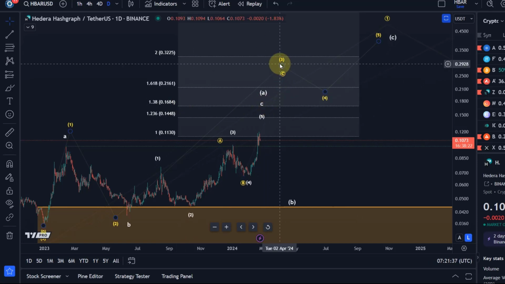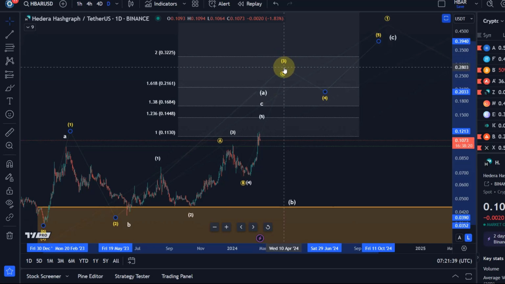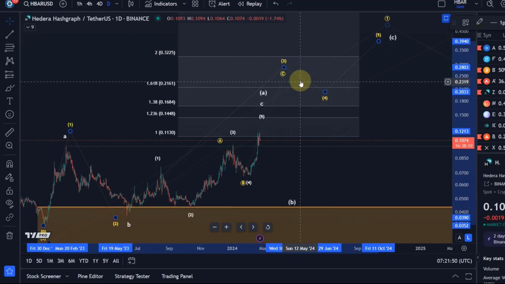That's an ideal target for a third wave. Better even a little higher, possibly to 21.6 cents or even 32.2 cents. But none of that would rule out the white count. Maybe the subdivisions would change, as it could always turn into a larger ABC. So we're going to be stuck with both of them.